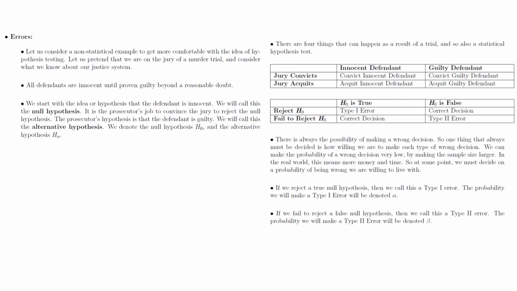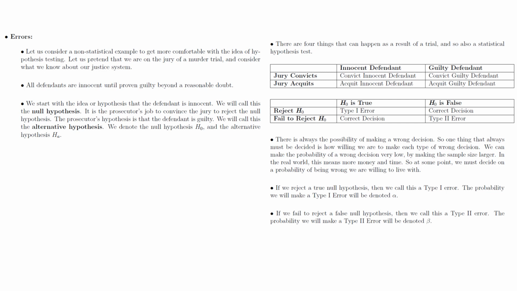In this video, we're going to acknowledge the fact that when we make a decision in a hypothesis test, we could be wrong. And so we're going to look at the types of errors that can occur after a decision is made in a hypothesis test.